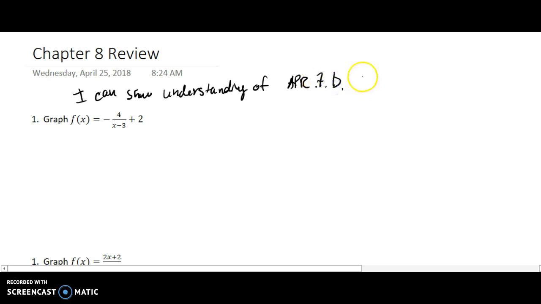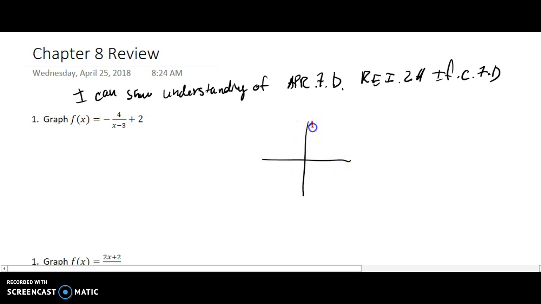APR.7.D and then REI.2A and then IF.C.7D. So first we're going to start with graphing. That's that first standard here. So we're going to be graphing these. The first thing to know is the shape of this graph.